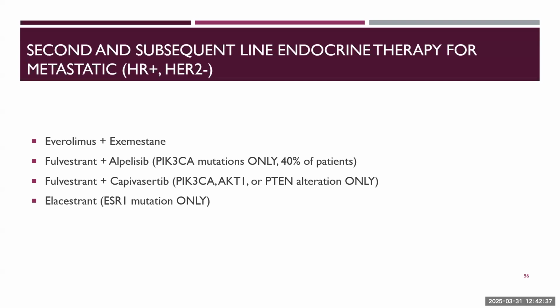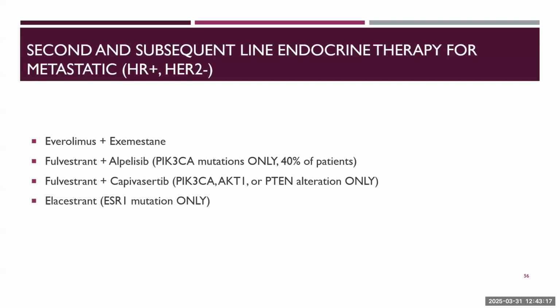So we have a couple of agents that target PIK3CA, alpelisib, and capivasertib. And these are used in combination with fulvestrant. Capivasertib also targets AKT1 and PTEN mutations as well. So there's more patients that we can treat. The alpelisib and capivasertib, because of their mechanism targeting that PIK3CA, hyperglycemia is a really big side effect. A lot of patients have to get started on metformin, even if they don't have diabetes at baseline. And diarrhea is common with both as well.